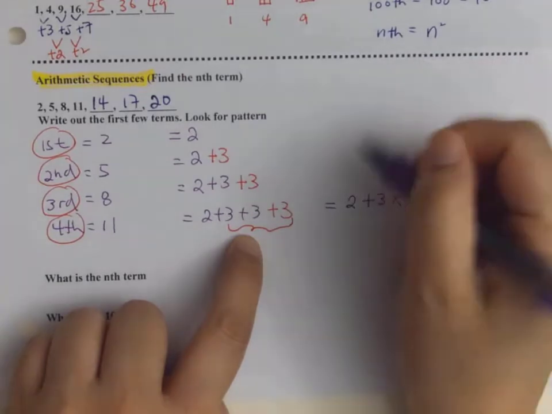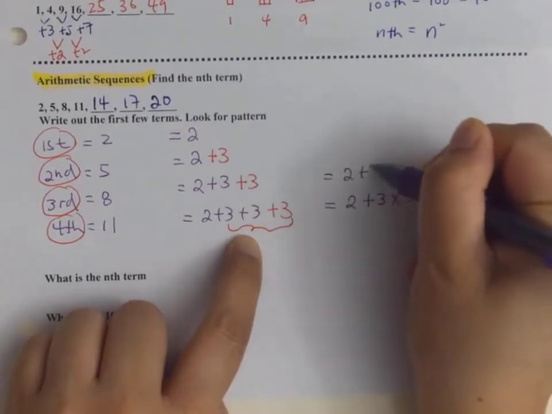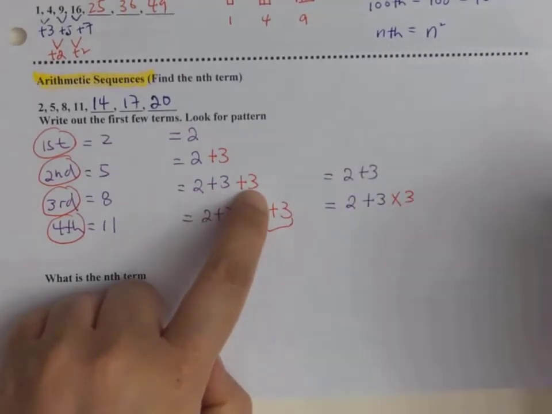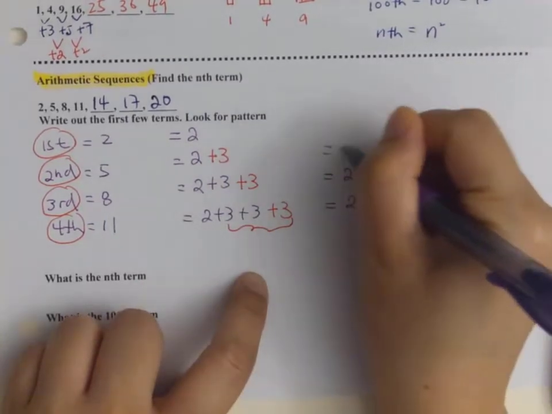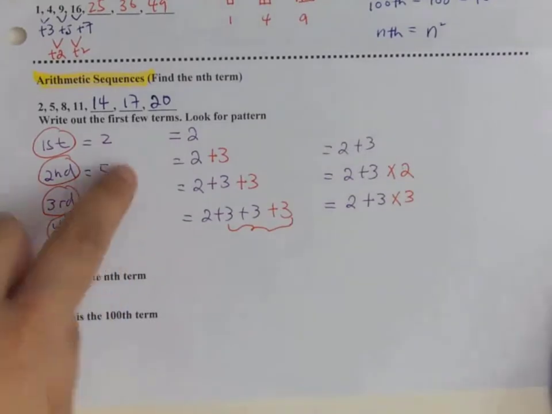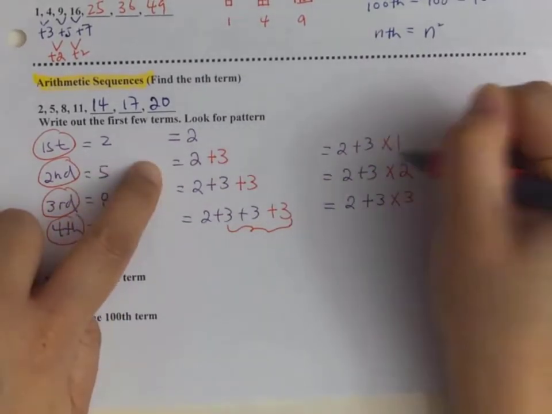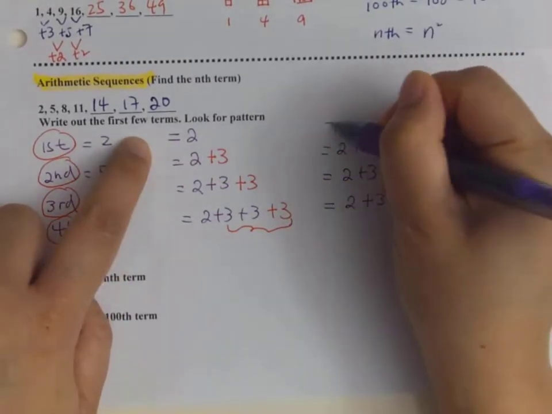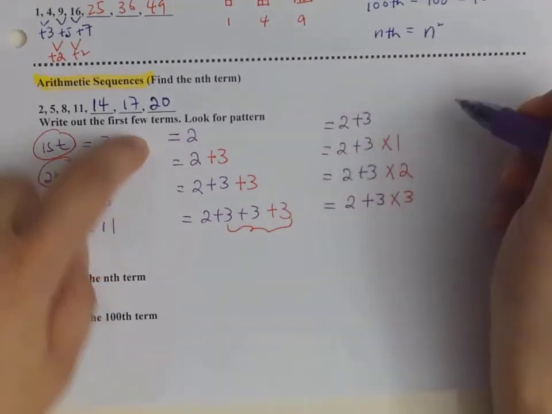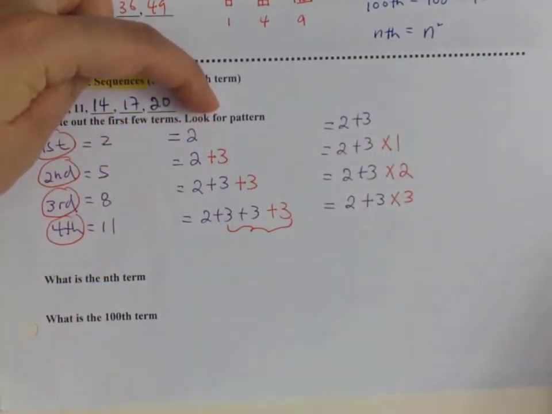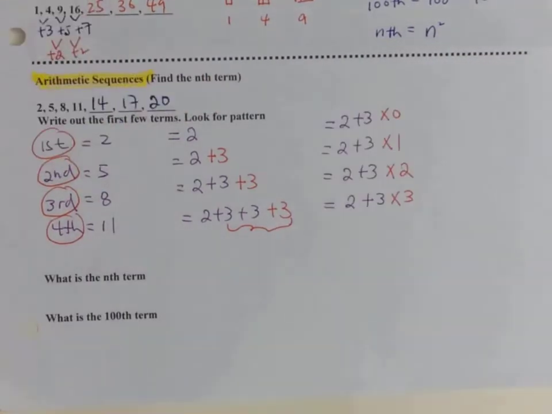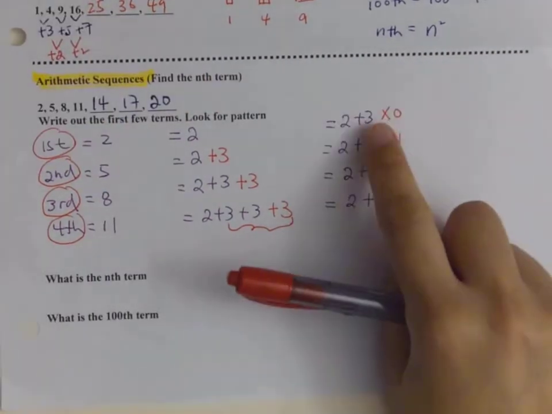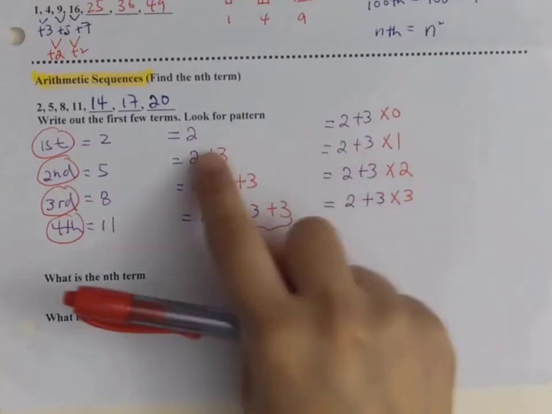And then the one before that starts with 2 plus 3, and this time I only have 2, right? So times 2. And then it would be 2 plus 3. I only have one of them, so times 1. And then the very first one, it would be 2 plus 3, but I don't have any 3, so basically I need to multiply by 0. So that still checks out, right? 3 times 0 is 0, plus the 2, just 2.